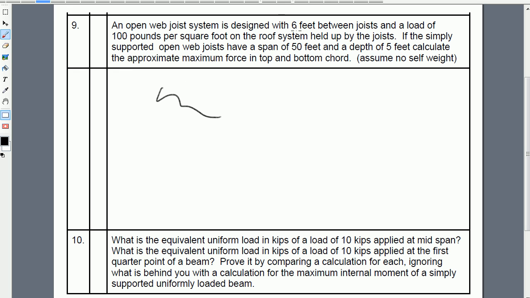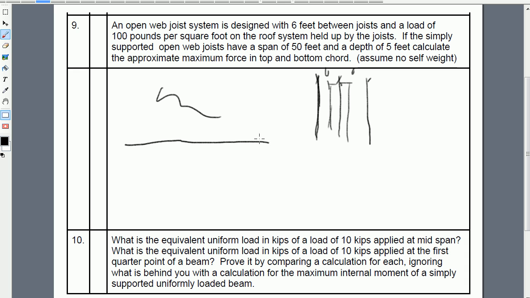All right, open 6 feet between joists. So if you're thinking about this span, there's one joist, and there's another one, and there's another one. From here to here is 6 feet, which means 3 feet goes to each one. So you have then in effect something that's spanned out.